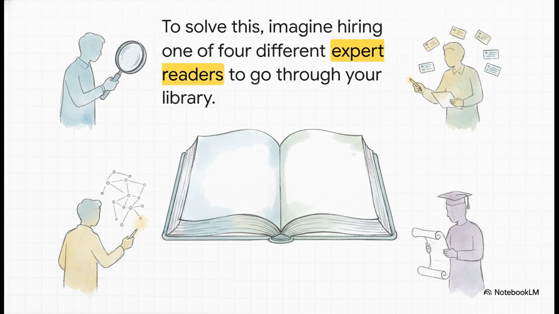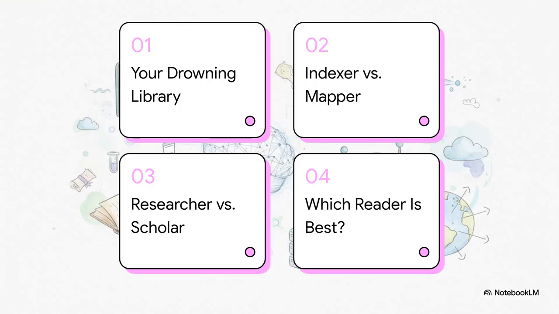So to really get our heads around the solution, we're going to use a really simple metaphor. I want you to imagine that you're hiring an expert to help you out, and you have 4 different candidates, 4 different readers, and each one has a totally unique strategy for tackling your library and finding exactly what you need. So here's our game plan. First, we'll talk a bit more about our drowning digital libraries. Then, we're going to meet our 4 readers. We'll start with a pair called the indexer and the mapper, then move on to the researcher and the scholar. And finally, we'll figure out which one is the best fit for you.